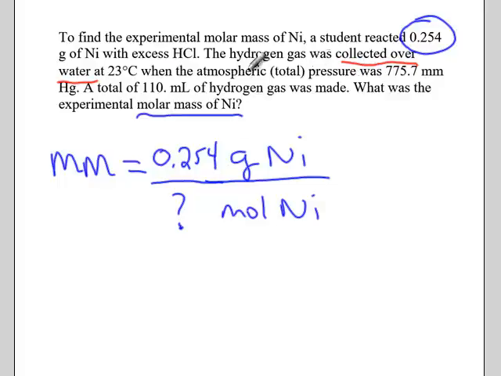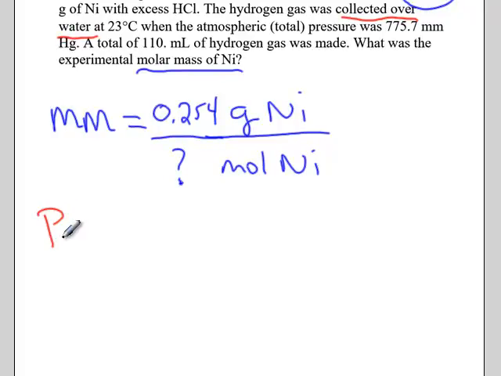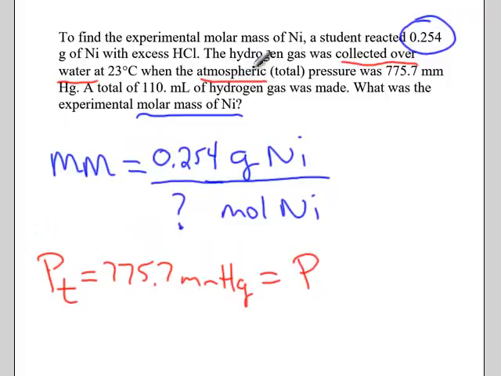And like I said, we collected this gas over water, which means when we measure the total pressure in the room, that's called the atmospheric pressure. In this case, the atmospheric pressure was 775.7 millimeters of mercury, and we measure that with a barometer. The total pressure in our experiment is equal to the pressure of the gas that we make. And the gas that we make, we have to figure out from the balanced reaction.